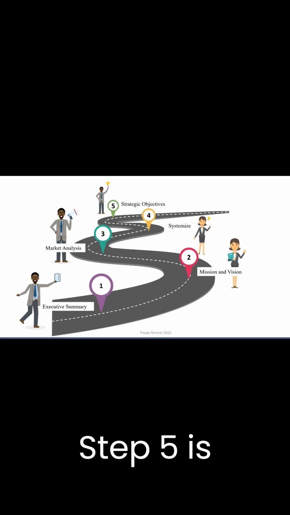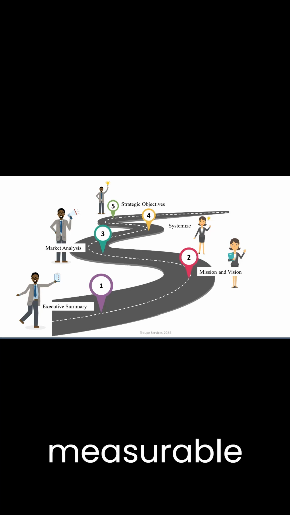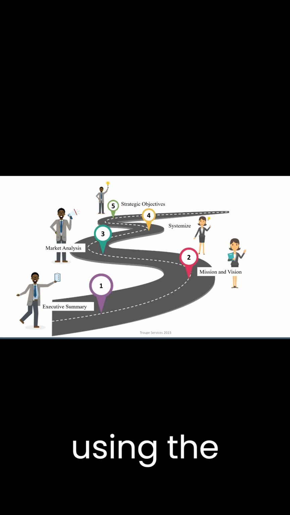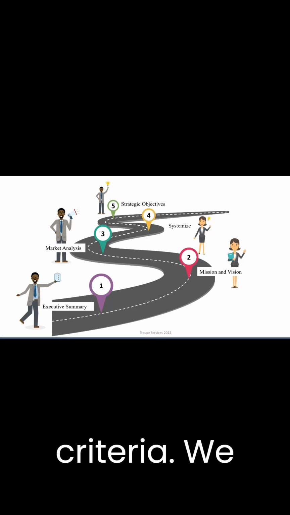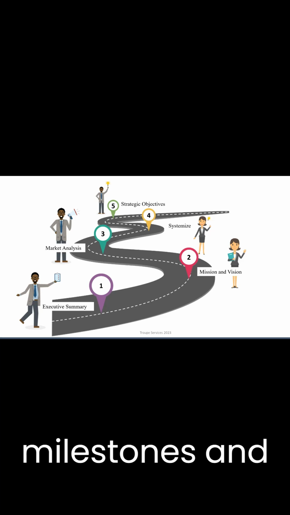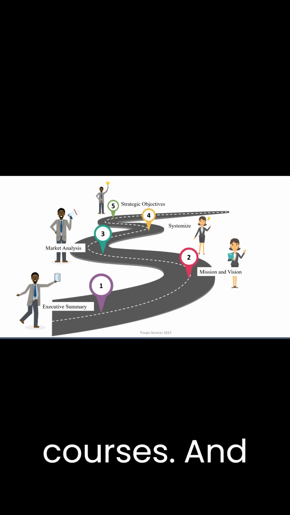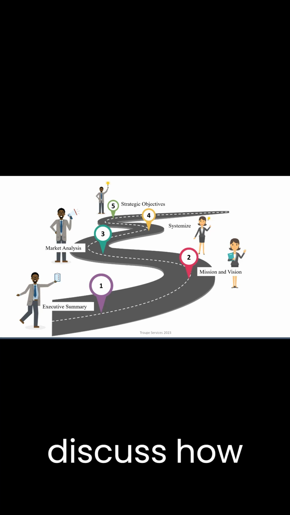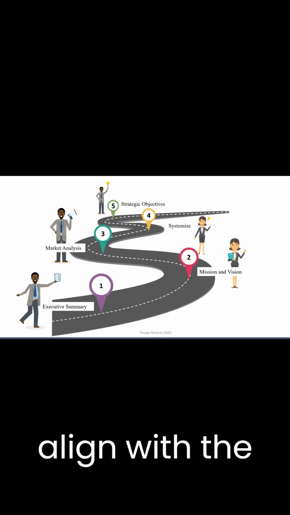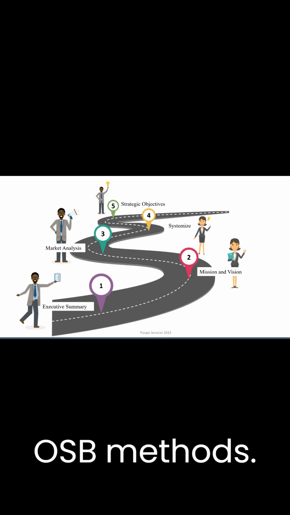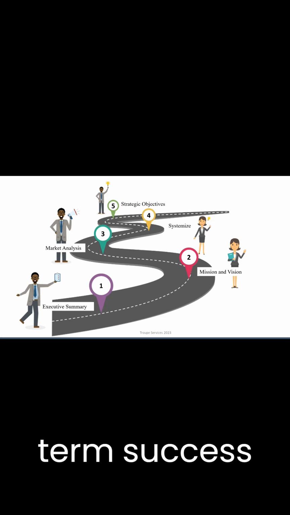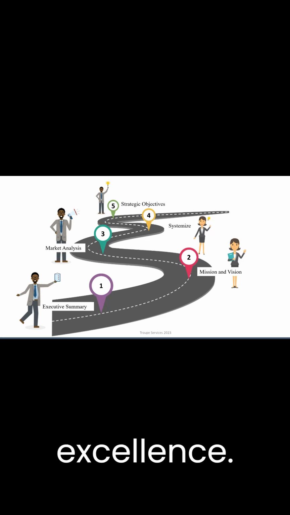Step 5 is strategic objectives. You want to set clear and measurable goals for your organization using the SMART criteria. We also want to define specific milestones and targets you aim to achieve with your courses. And finally, we want to discuss how your strategic objectives align with the OSB method's focus on achieving long-term success and organizational excellence.